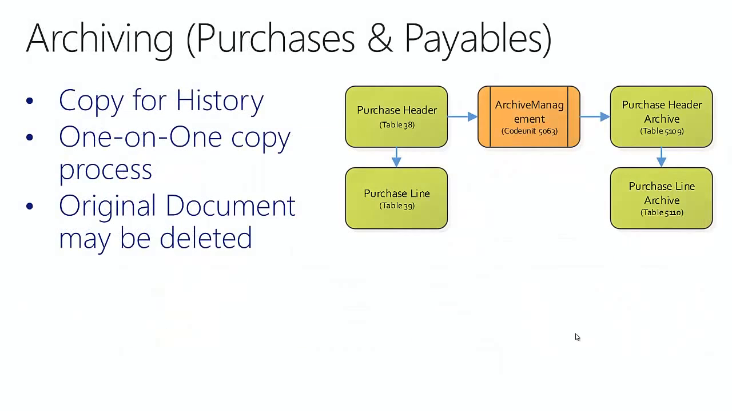The archiving process in Dynamics NAV is very straightforward. A one-to-one copy of the document, as is at that moment, is saved to an archive table that matches the document table and contains all fields that we want to keep in history, in case the original documents get deleted or changed.